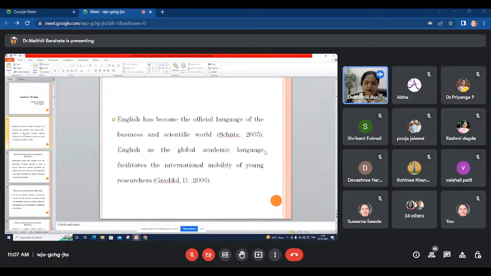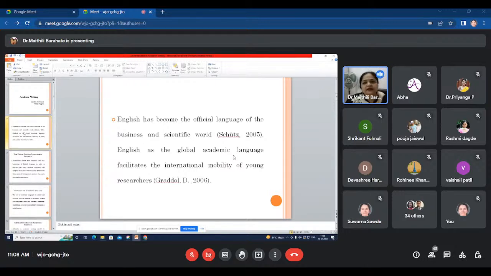If you want the communication to be effective, be it written or verbal, you need to think about it carefully. That is because most of the time things come to our mind randomly. So whatever thought process is going on, you need to organize it and then present it very effectively. All of us know that English has become the official language of the business and scientific world.